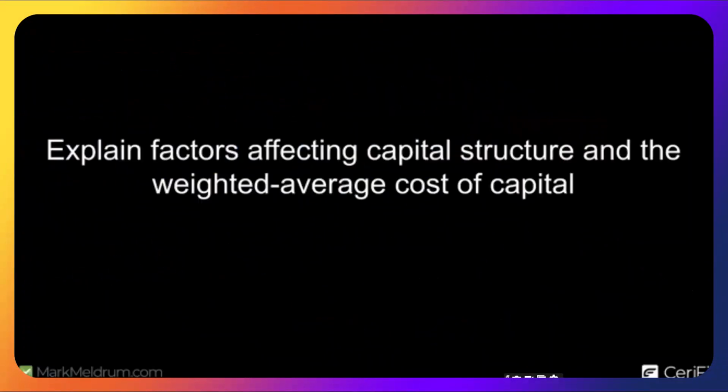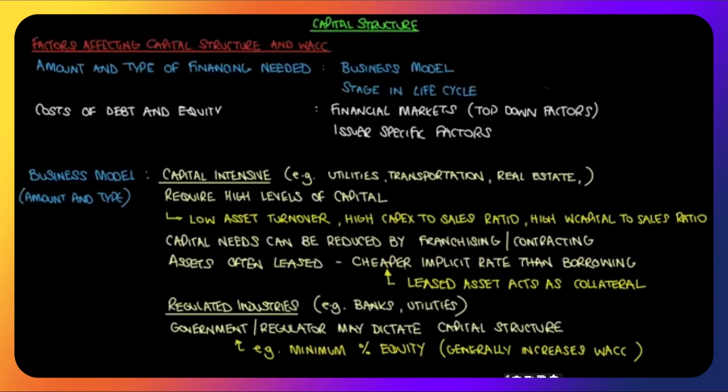Next up, explain factors affecting capital structure and the weighted average cost of capital. We've defined the WACC, we've calculated it in that first LOS. Now let's talk about the factors that impact it. And we'll break it down really into two areas. Factors that affect the amount and the type of financing you require, and factors that affect the cost of debt and cost of equity.